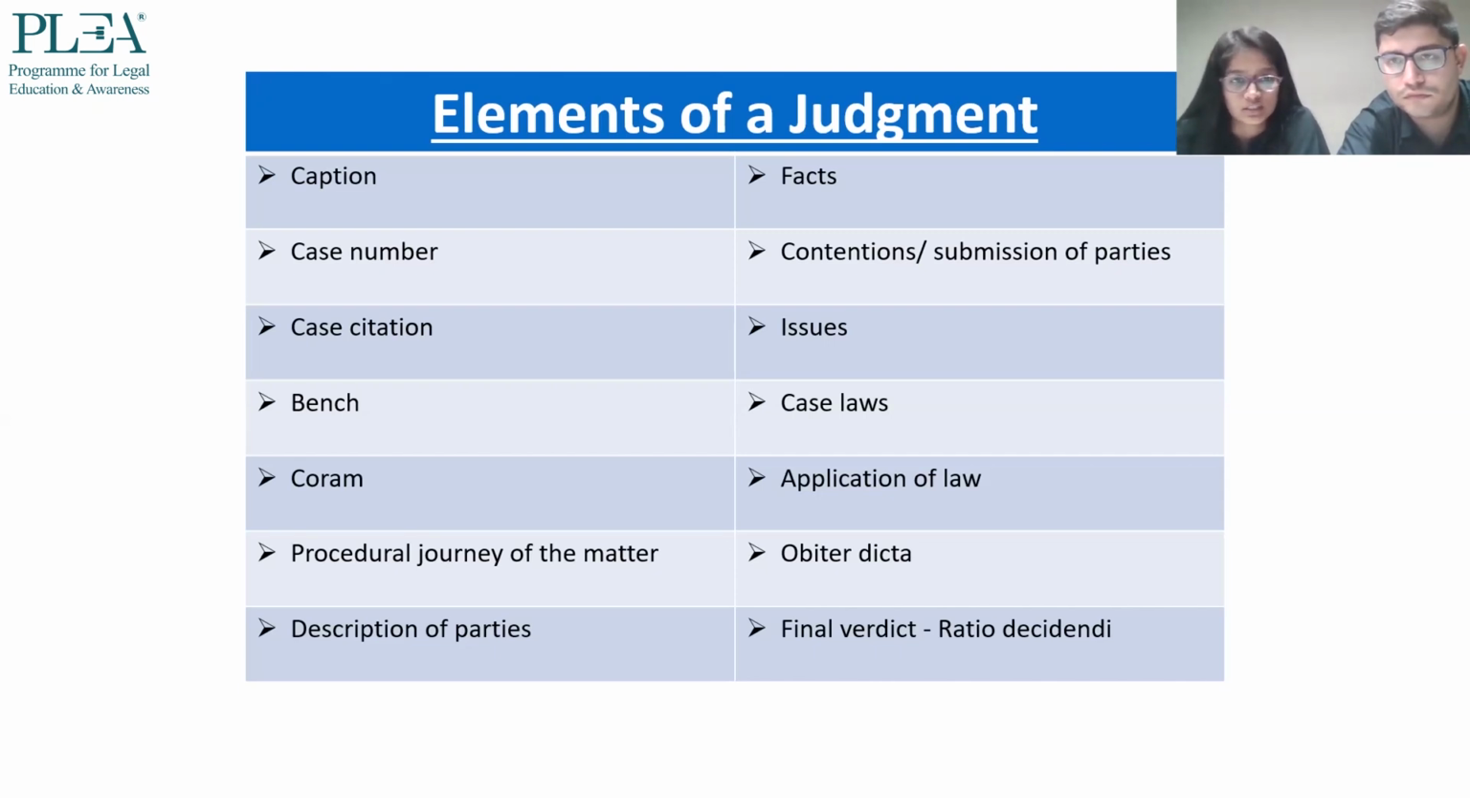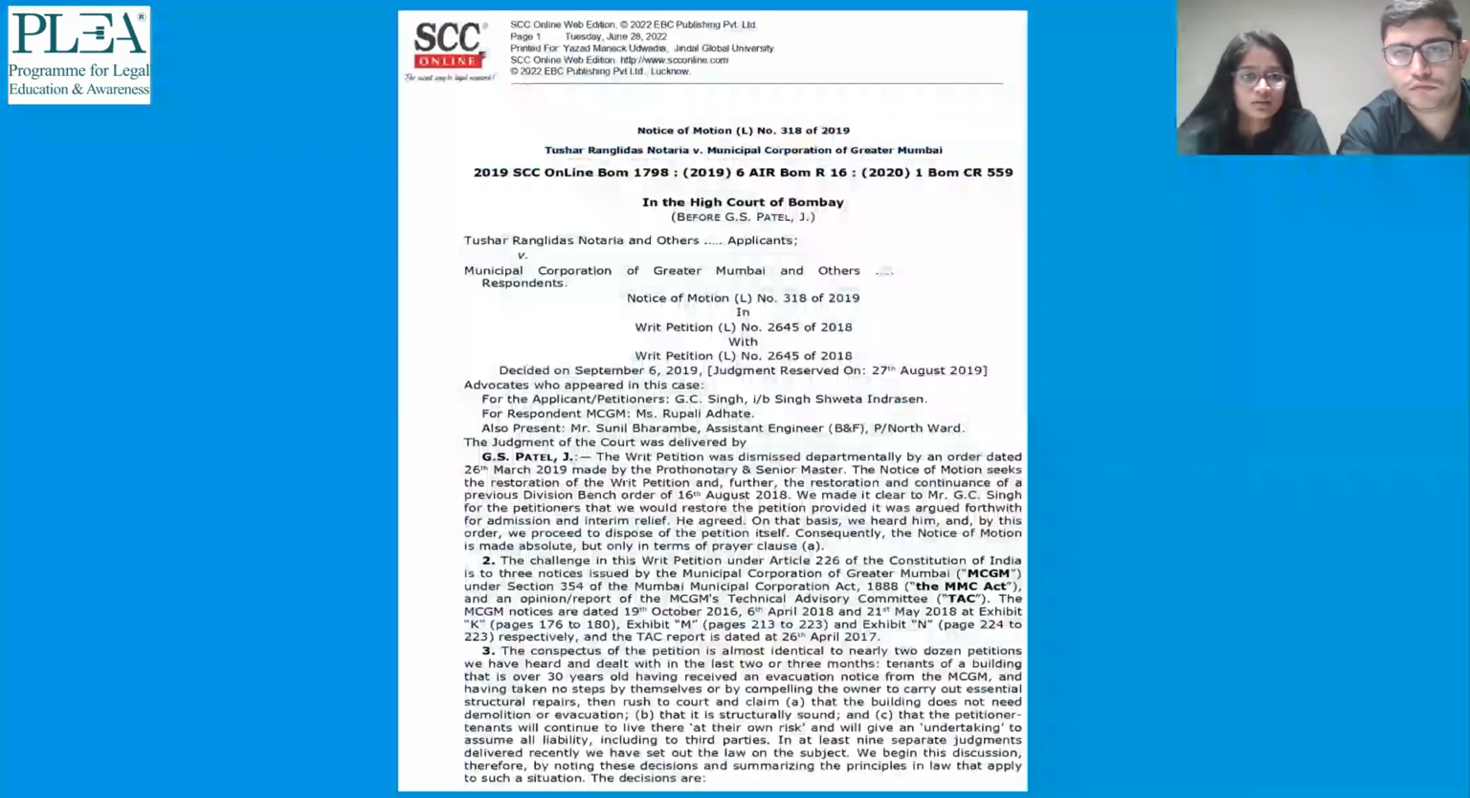So the first is the caption of the judgment. By caption, I mean the names of the parties, that is Tushar, Ranglidas, Notaria, and others, who are the applicants, versus MCGM, who are the respondents, and others.